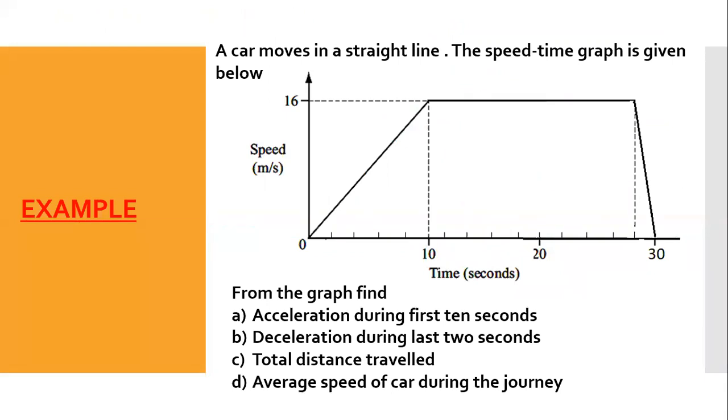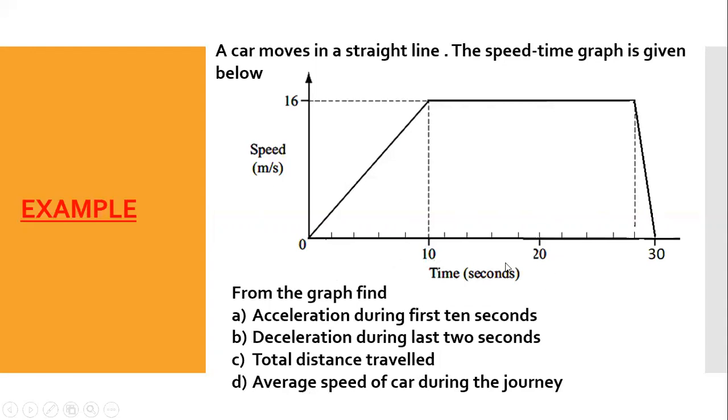Let's consider an example. If you see from the graph, this first line is showing uniform acceleration, then it's showing constant speed, there is no acceleration. And then in this last part of the interval, you can see that the body is uniformly decelerating. What are the values that you have to find? You have to find the acceleration during the first 10 seconds, the deceleration during the last 2 seconds, the total distance traveled, and the average speed of the car during the journey.